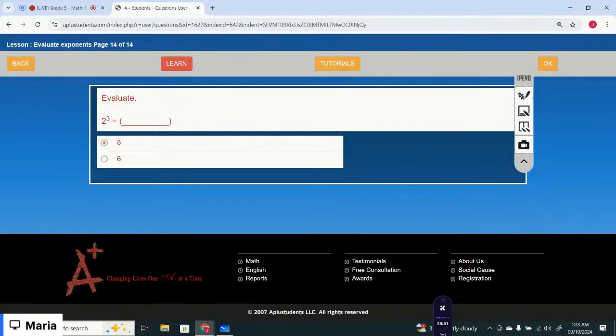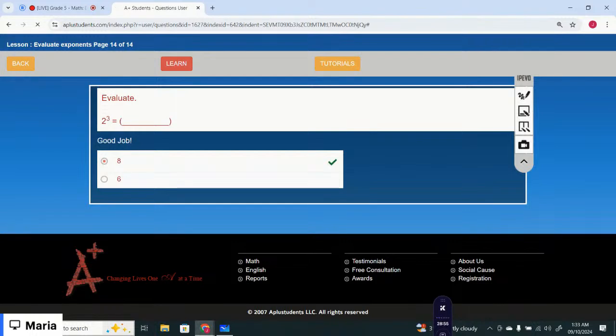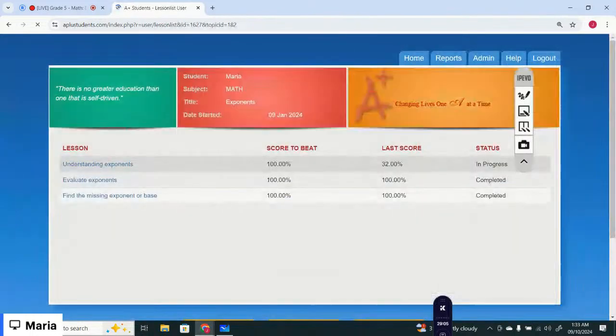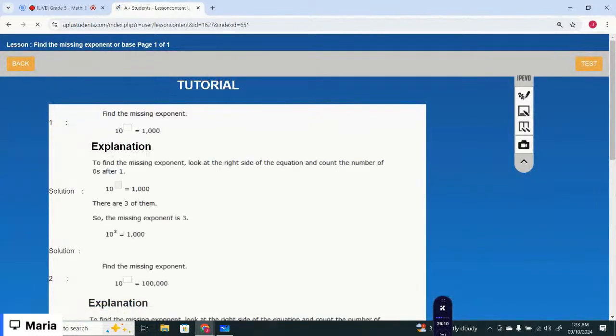Okay, we are done with the lesson. Let's just move on to the next lesson. The next lesson is find the missing exponent or base. Let's just start with the lesson. You need to find the missing exponent or base.